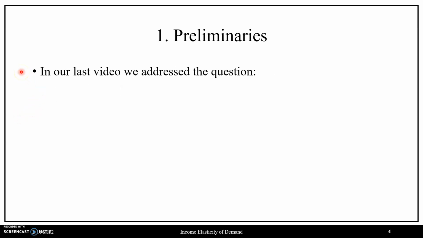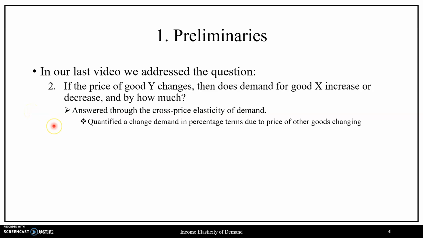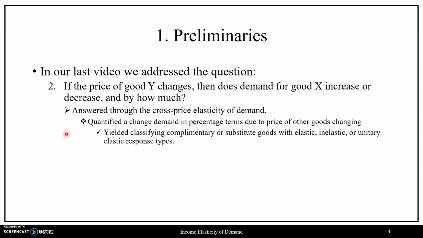Beginning with our preliminaries, in our last video we addressed the question of if the price of good Y changes, then does demand for good X increase or decrease, and by how much, where we answer this through the cross-price elasticity of demand, which quantified a change in demand in percentage terms due to the price of other goods changing, where this yielded us being able to classify if goods are complementary or substitutes, as well as the strength of that relationship given the response type of either elastic, inelastic, or unitary elastic.